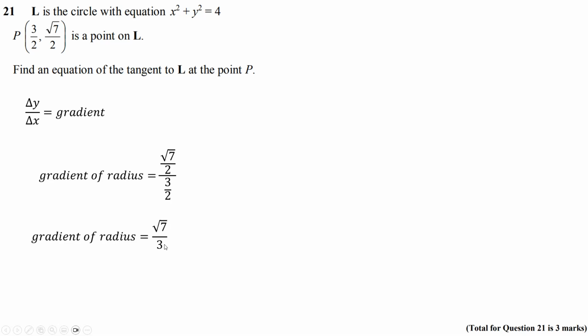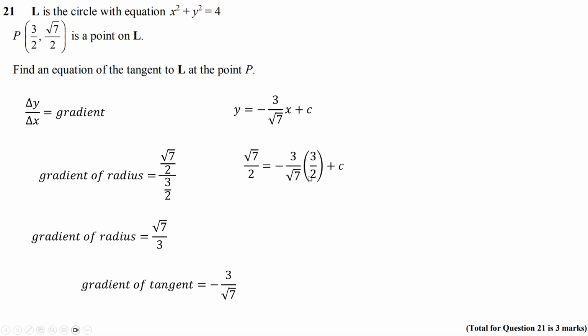Okay, and the gradient of the tangent, if you remember, is perpendicular to the radius. So if this is the radius and you want a perpendicular gradient, you do the negative reciprocal. So the negative reciprocal of this is -3/root 7. You can rationalize if you want. I don't think I bothered. And I've said, well, the equation of any line is in the form y equals mx plus c. We know the gradient m is -3/root 7, so we'll just put it like that. And we know it goes through the point (3/2, root 7/2). So plug 3/2 for x, root 7/2 for y to get that.